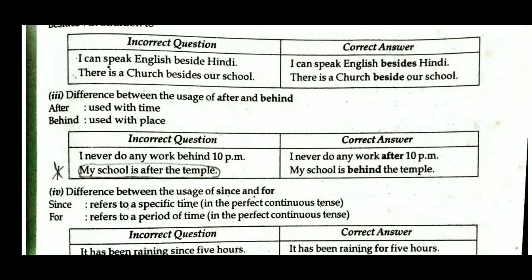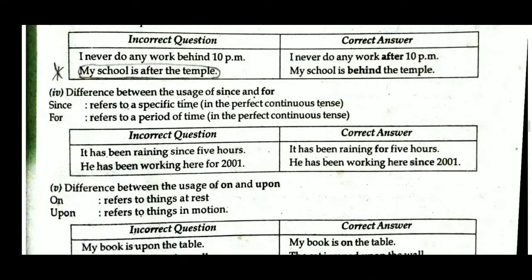My school is after the temple is wrong. My school is behind the temple is right. Behind is used with the place. Okay. Next one is the difference between the usage of since and for, which is very important.